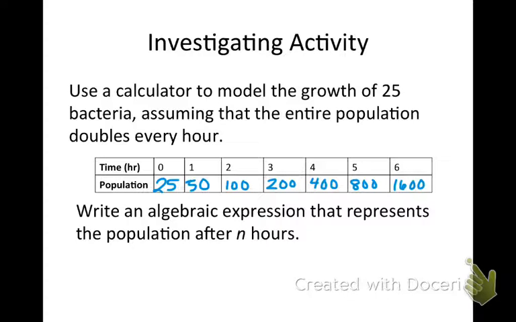Like if we had to write the rule for that table. N squared. Yeah. No. N times 2. 2x. I'm hearing 2x. 2 times x. Yeah. All right. Well, what if we make time be our x and population be our y? Y equals.